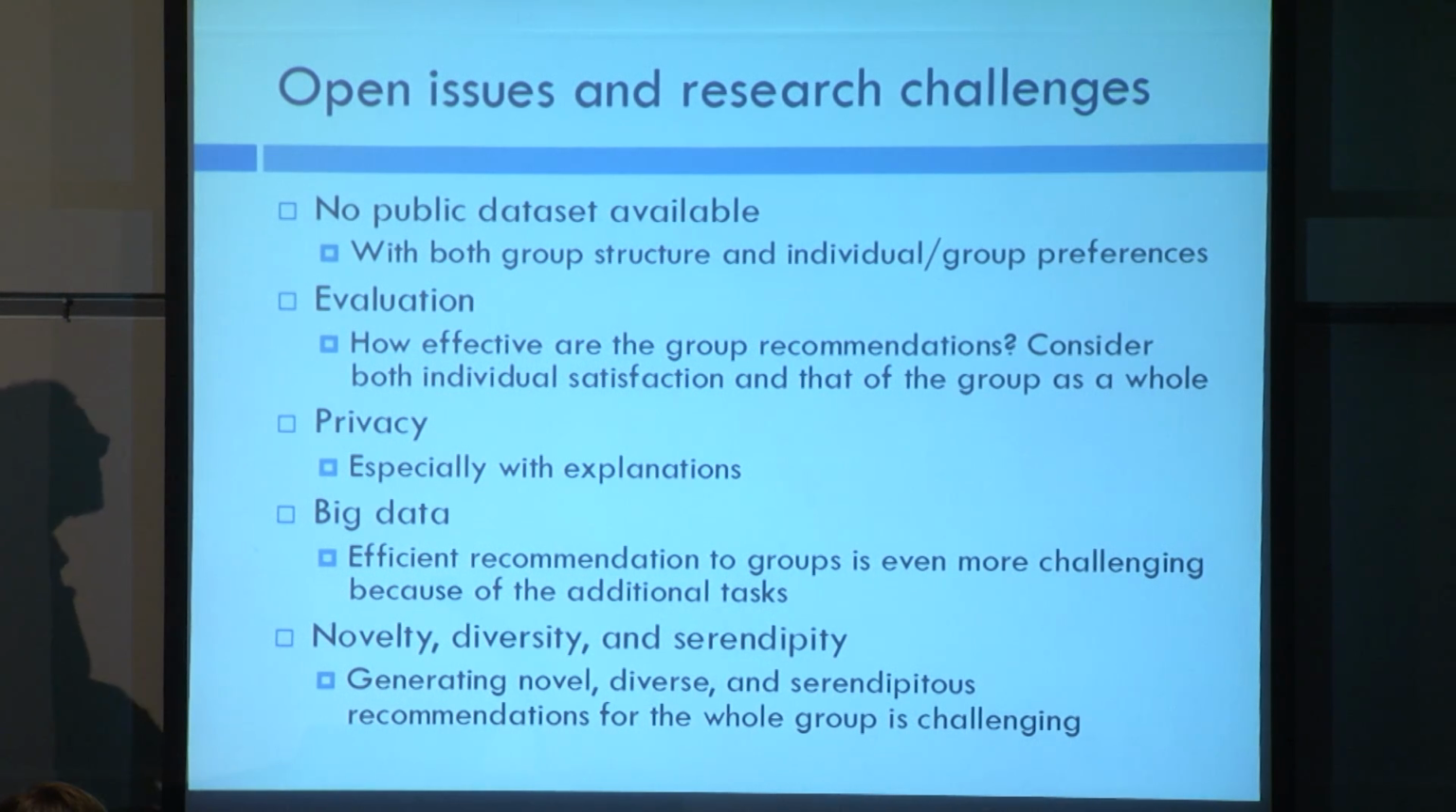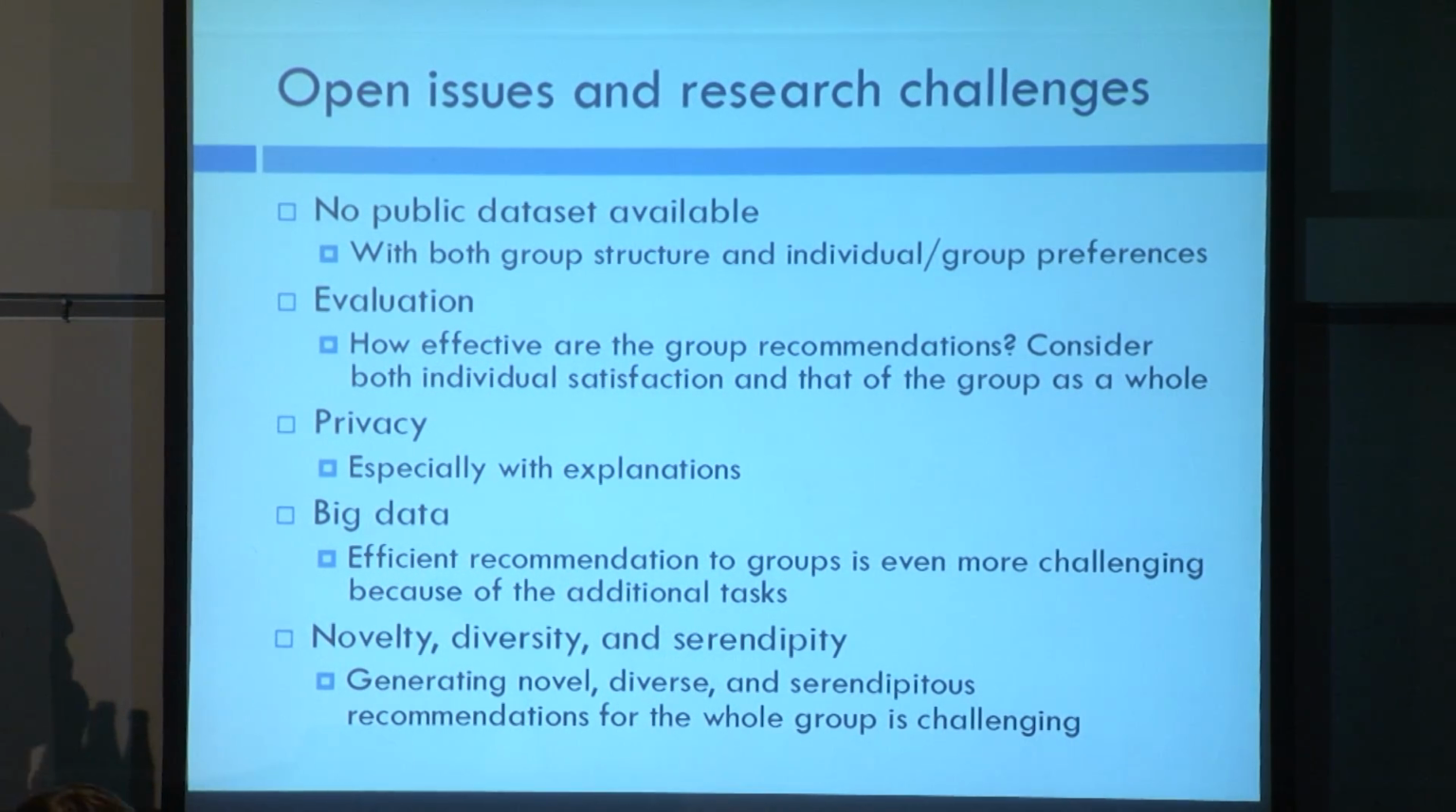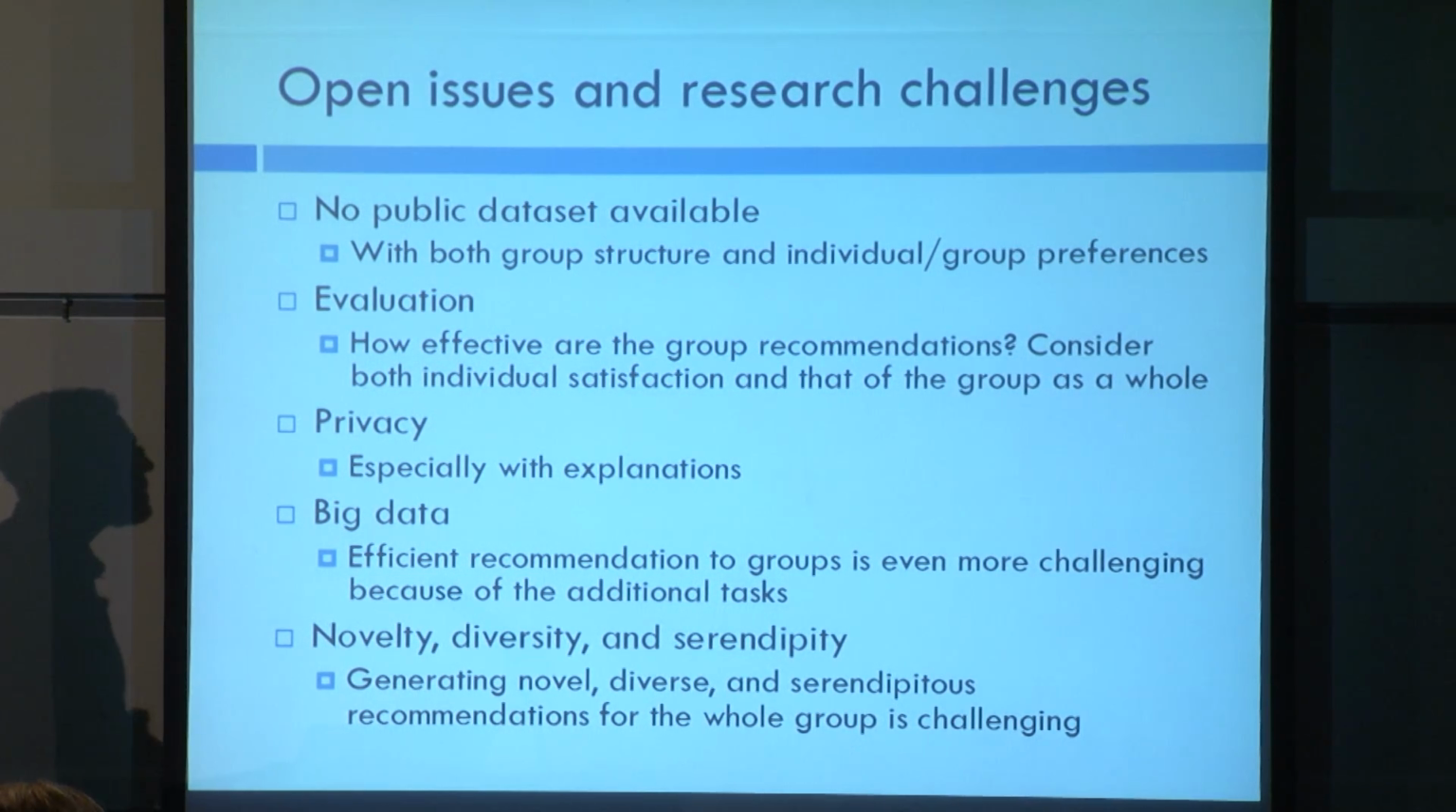There might be problems with privacy, especially with explanation. And if you consider the so-called big data problem, so you might have lots of data, the fact that a group recommender system has to perform additional tasks might be a problem when considering the efficiency of the system. And then the last problem I identified is the one of generating novel, diverse, and serendipitous recommendations, because it is a problem in recommender systems that work for individual users. And of course, having multiple users, finding something that is both novel and diverse for more than one user is even more challenging.